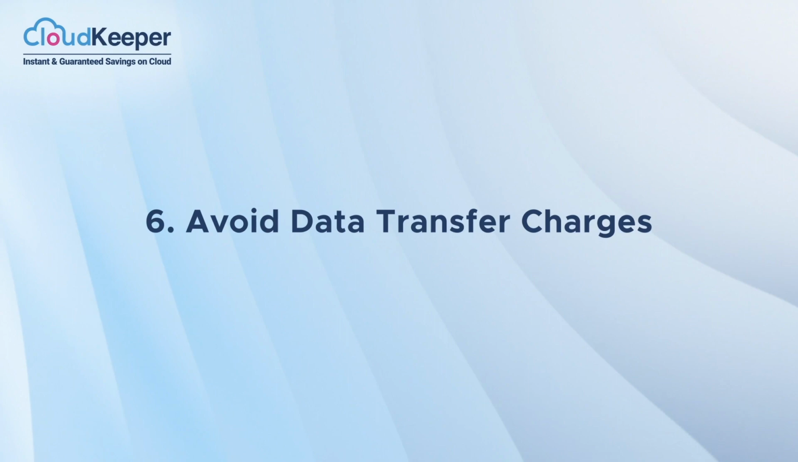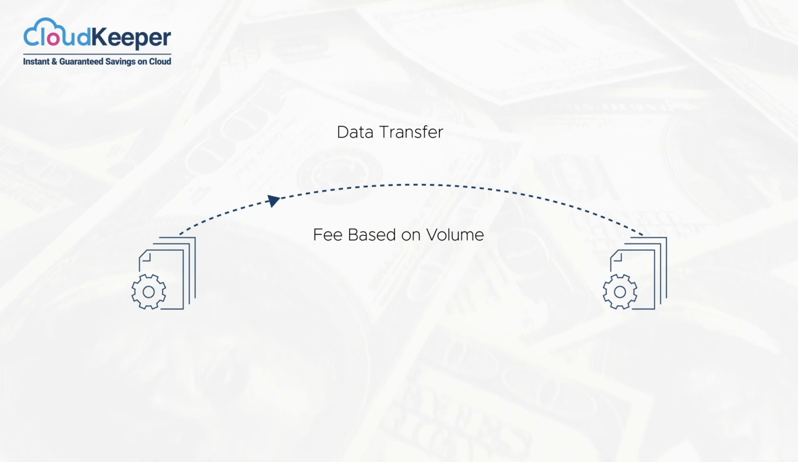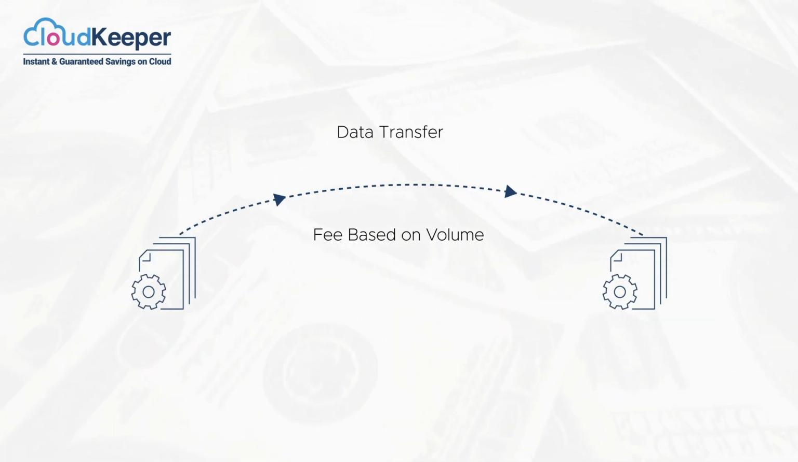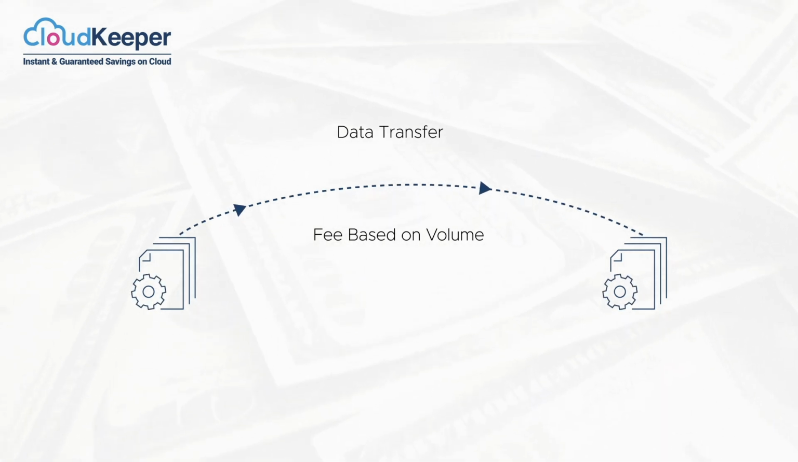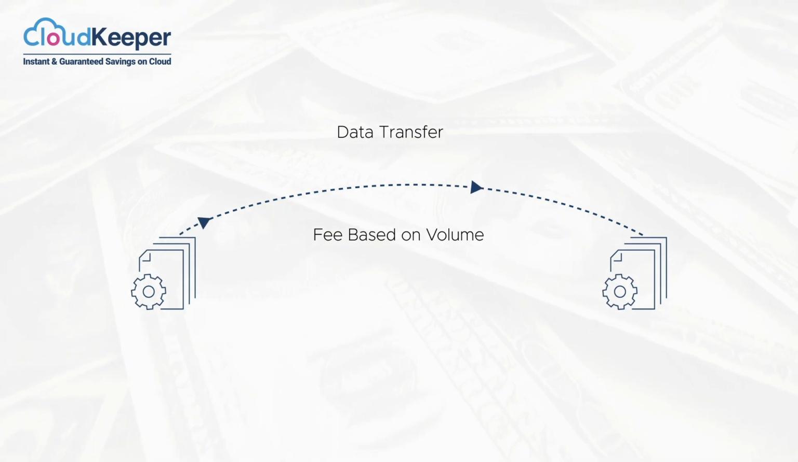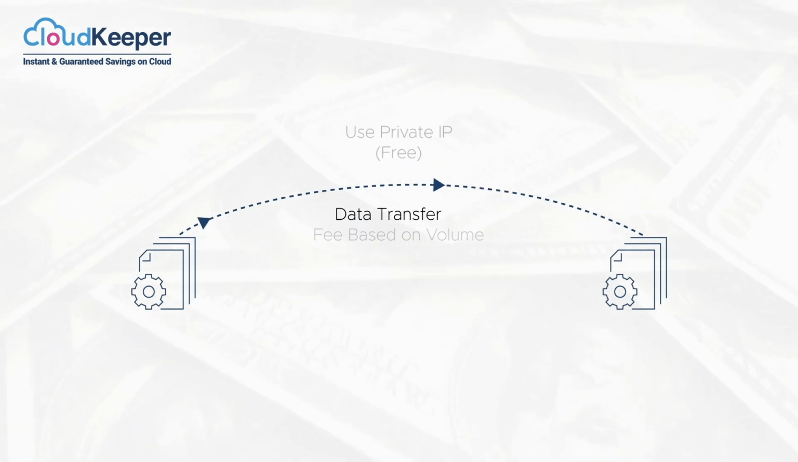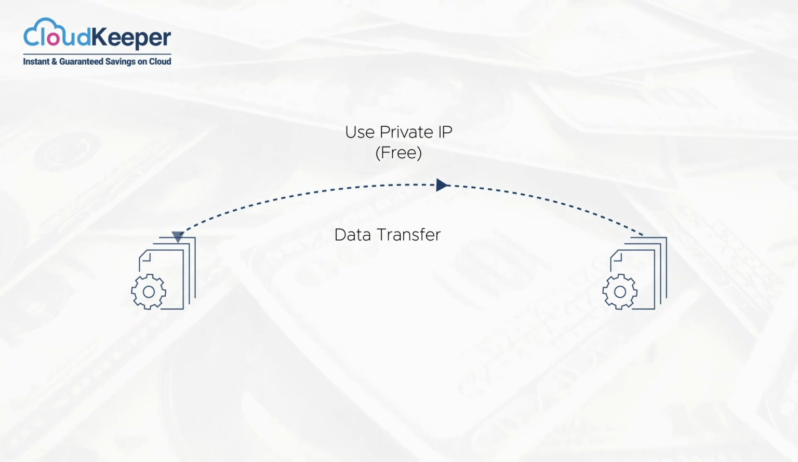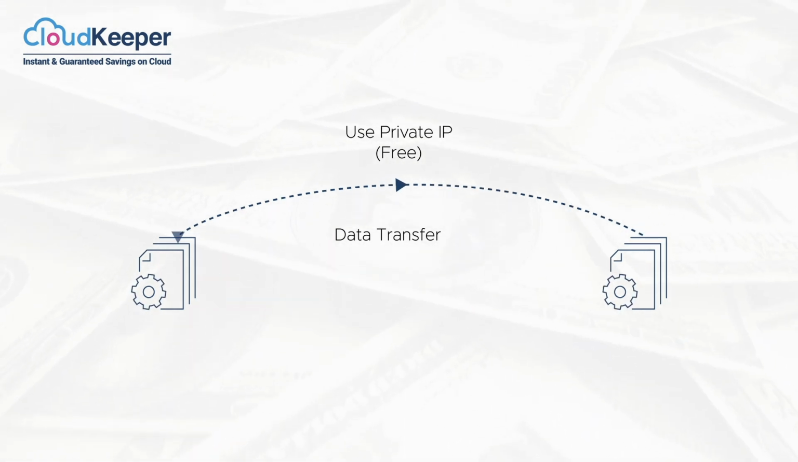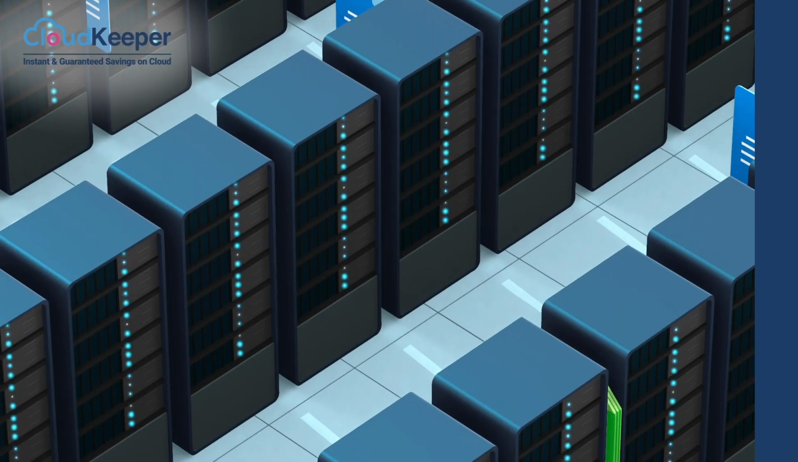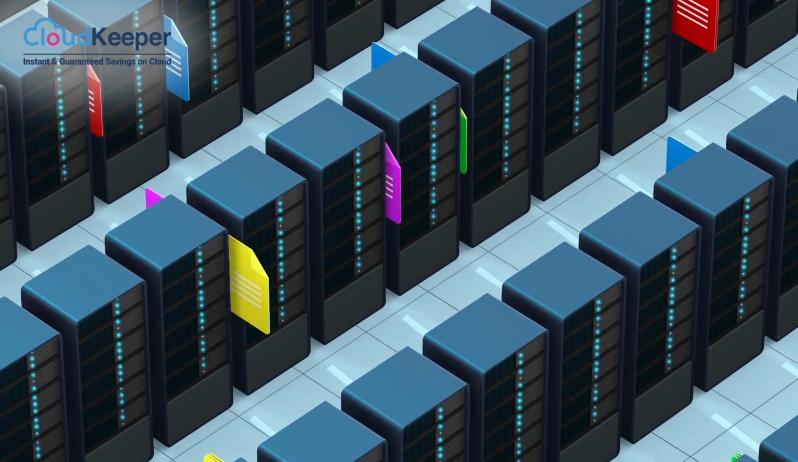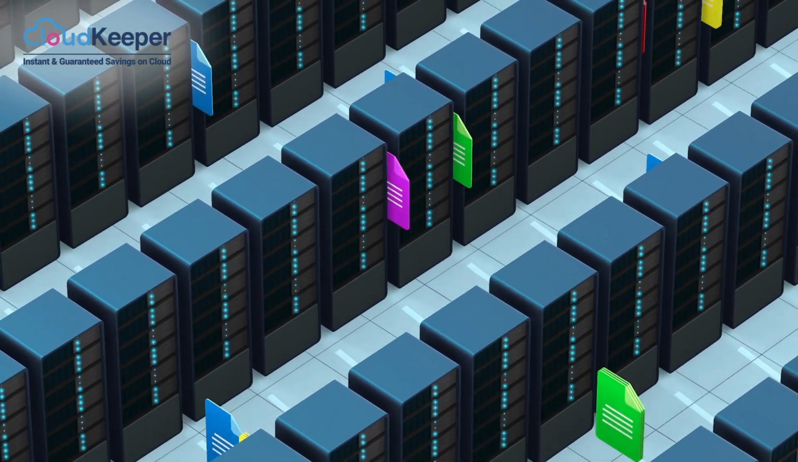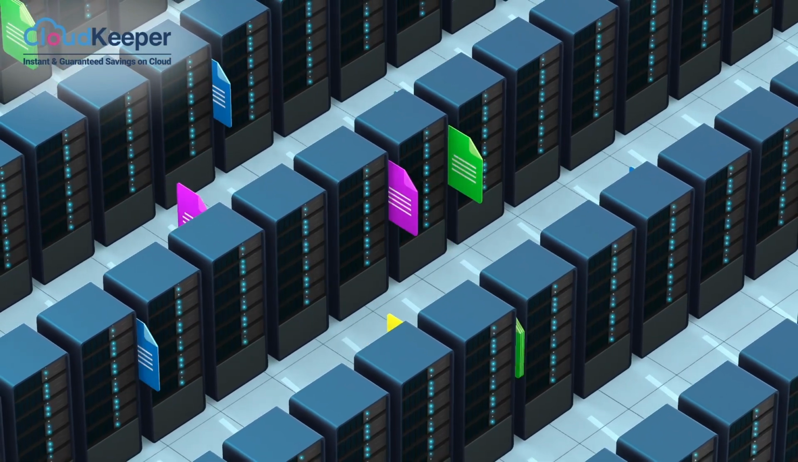Next, let's talk about how we can avoid data transfer charges. Data transfer charges in AWS are the costs associated with the movement of data across different components or services within the AWS ecosystem. These fees are based on the volume of data transferred. To avoid data transfer charges, consider using private IPs for data transfer between EC2 instances in the same availability zone, as they are free. Additionally, you can implement data compression at various stages, such as CloudFront, web server, or during the upload of backups to S3, to efficiently manage transfer volumes.